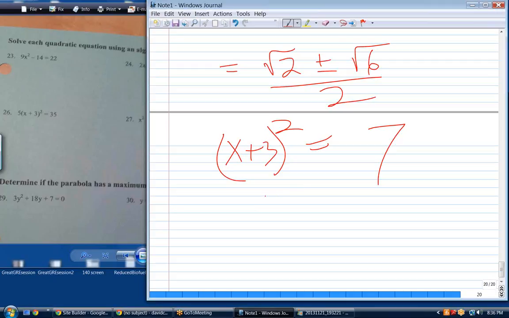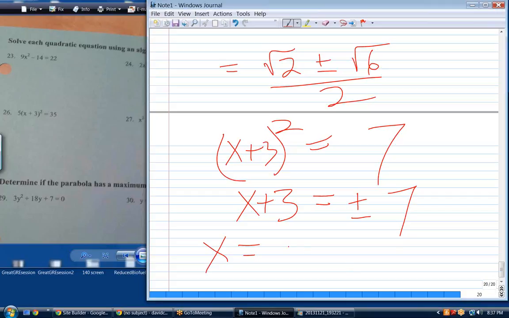If I had tried to take the square root of both sides before that, I would have had a very complicated square root of 5 to deal with. Okay, now what? Turn into x plus 3 equals square root of 7. No. What do you have to do every time you take the square root of both sides of an equation? Plus or minus. There you go. So now, what's the final answer?